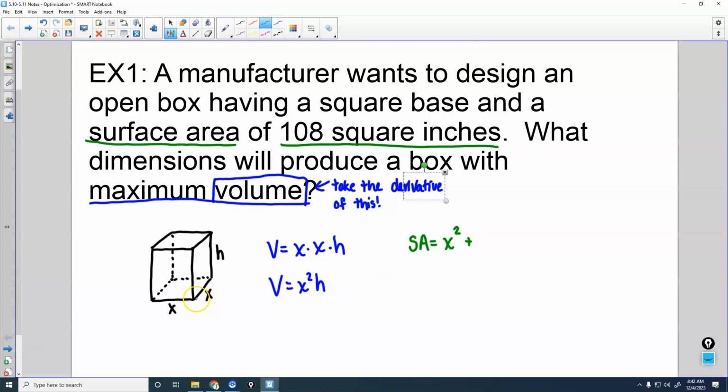Then I need to find the area of, let's say, the side piece. What is the area of this right-hand side? X times h. What's the area of the back? XH. The left side and the front side, they're all XH, right? They're all the same. So we will have 4xh. Now, we know the surface area is 108, so we can plug that in. It is a fixed number.